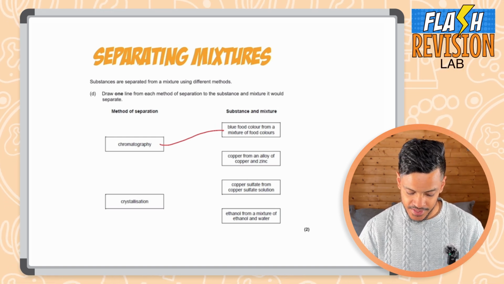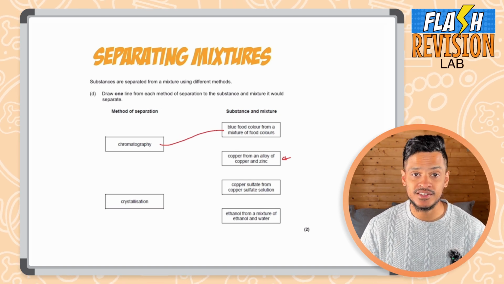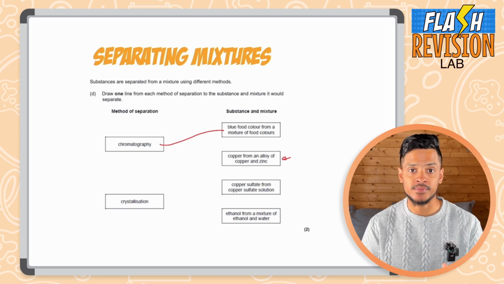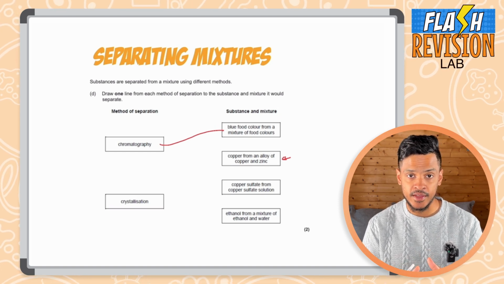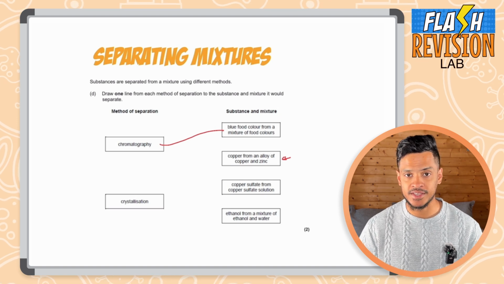Next up, we've got crystallization. Copper from an alloy of copper and zinc. It's actually very hard to separate a metal from an alloy. An alloy is loads of metals mixed together. It's very hard to separate those. You definitely can't use crystallization for that.